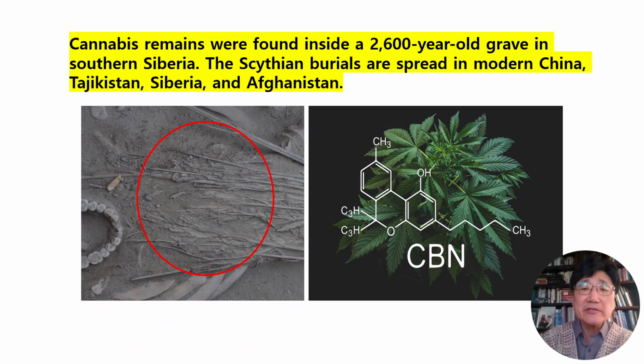Cannabis remains were found inside a 2,600-year-old grave in southern Siberia. The Scythian burials are spread across modern China, Tajikistan, Siberia, and Afghanistan. CBN is used as an archaeological marker for cannabis remains because it's a chemically stable compound. I will talk about it later.